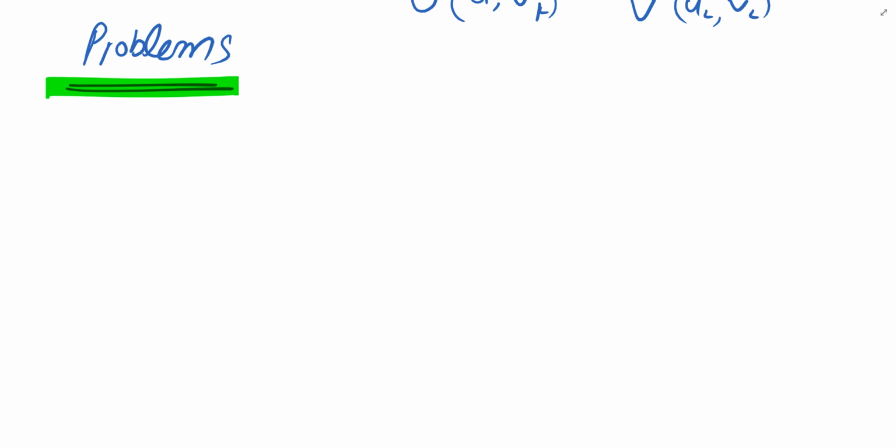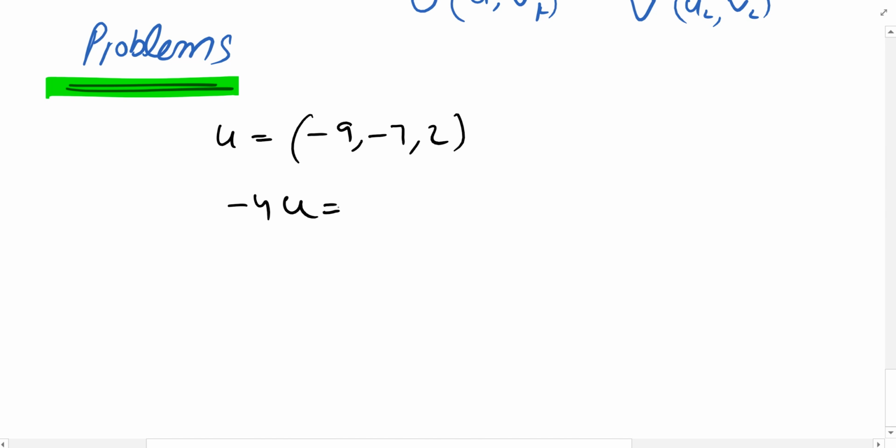So the problem is, and we have to perform the indicated operation. So we have u is (-9, -7, 2). So -4u is going to be -4 times the u vector, which is (-9, -7, 2).